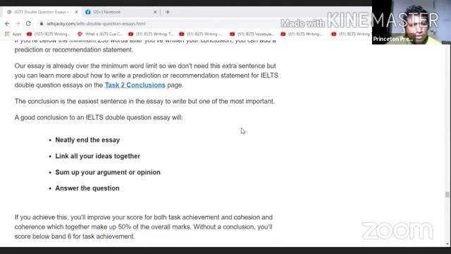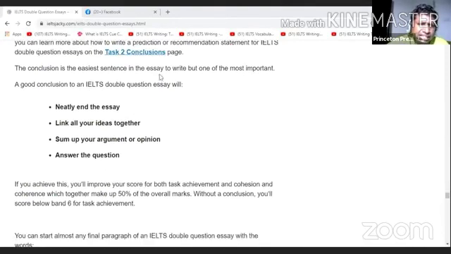On this website also, if I click here, they will take me to how to write a conclusion. You can check this out. This is a pretty good website, Jackie's IELTS. The conclusion is the easiest sentence in the essay to write. Let's see how they have written.